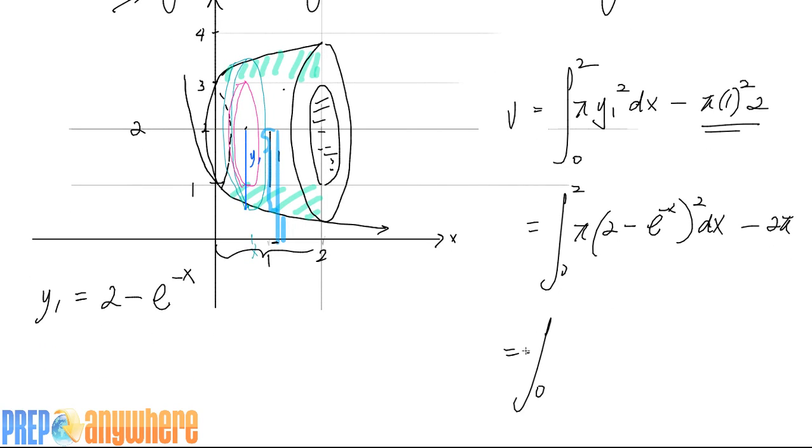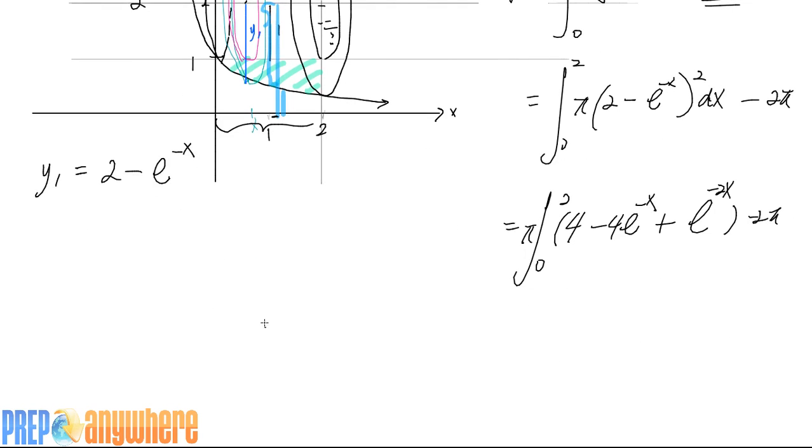Let me expand that. Pi times the integral from 0 to 2 of 4 minus 4 e to the power of minus x plus e to the power of minus 2x, if you square that, dx. Let's keep going. The antiderivative is 4x minus 4 e to the power of minus x, which becomes plus 4 e to the power of minus x, and e to the power of minus 2x, which you have to multiply by the derivative factor, so it's minus 1 over 2.